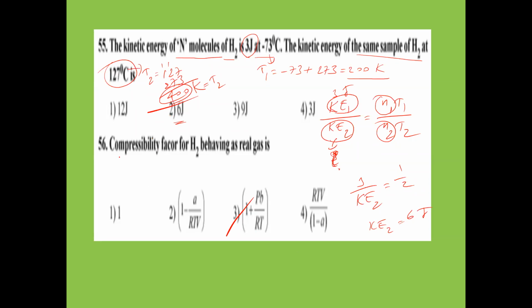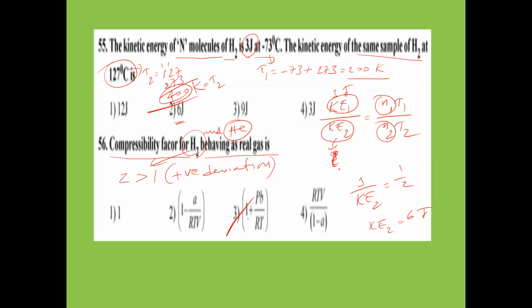Next, the compressibility factor for hydrogen behaving as a real gas. Now for hydrogen and helium, the Z value will always be greater than 1, always positive deviation. So hydrogen gas and helium gas, these two gases always show Z value greater than 1, positive deviation.